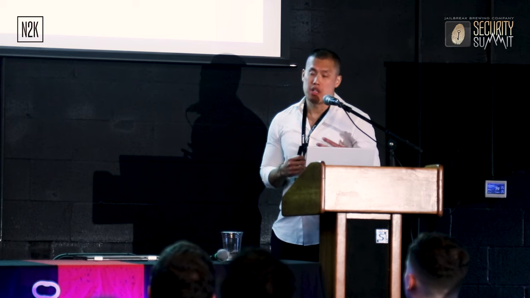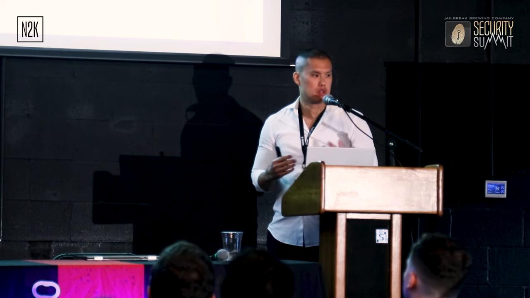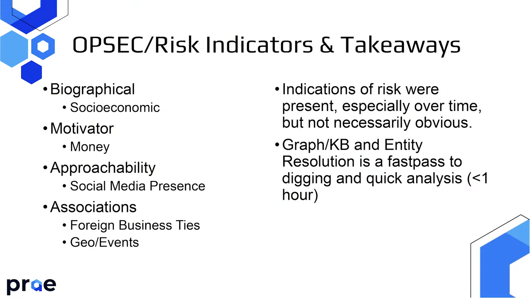So what we tried to do is take some of the traditional human approaches, look at different things like biographical information and socioeconomics with that, right? From a motivator perspective, going back to MICE: money, ideology, coercion, ego. Clearly, money is the focus here. From an approachability perspective, their social media presence was just everywhere, right?